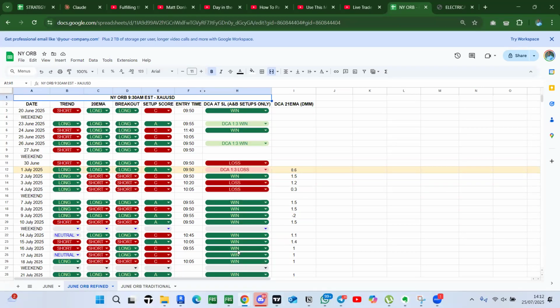This was actually using mechanical. This I logged.